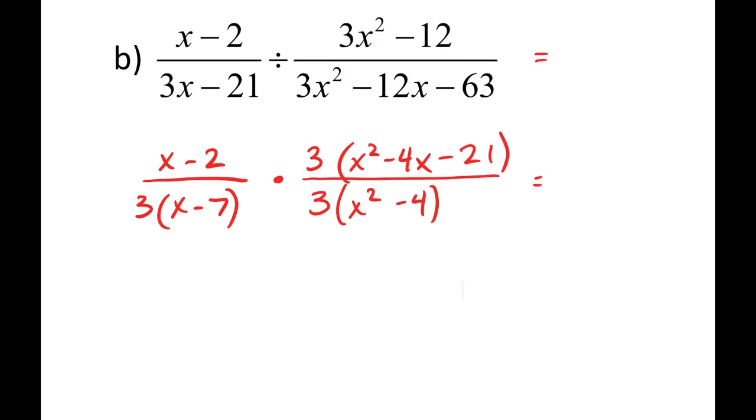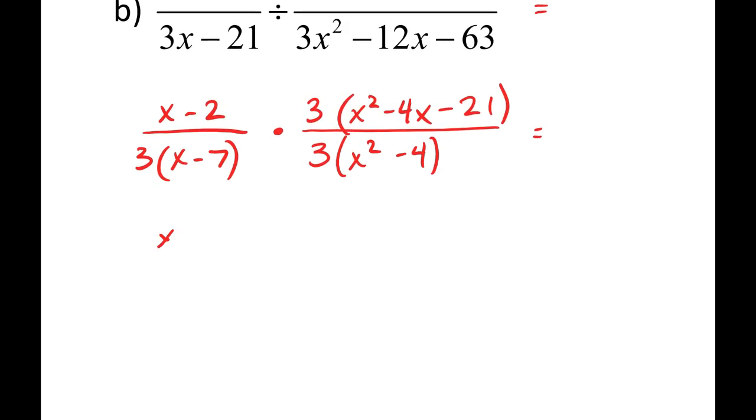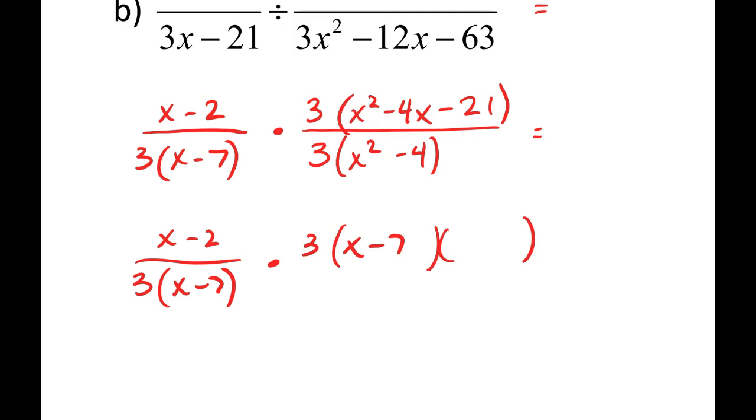It's not completely factored yet. You need to do more. Okay, so now I'm going to factor the numerator. I get x minus 7. Hey, did you notice that? There's two x minus 7s. That's something you should be looking for. Factors will have to repeat, otherwise there's nothing to simplify.